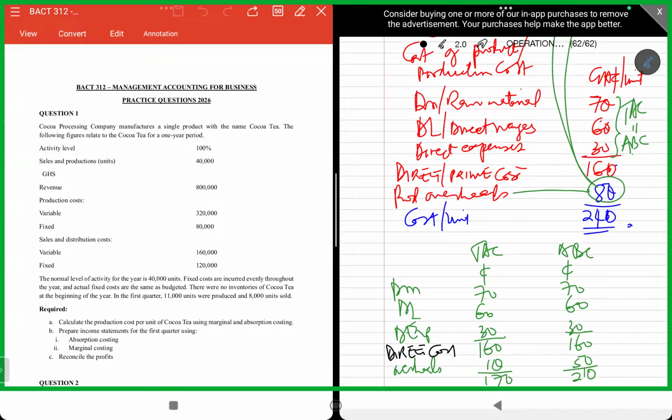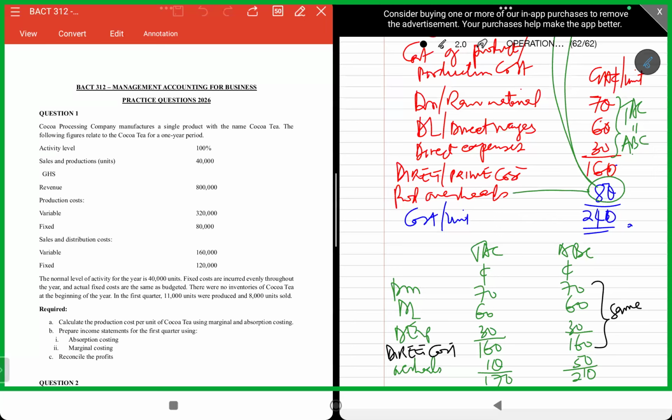Are the direct costs the same for both? The direct cost for the traditional absorption cost and activity-based, are the figures the same? Yes. Look at them well. They are the 160, same. But what makes the difference? The overheads. I'm saying the difference between the traditional absorption costing and activity-based costing is the way the overheads are computed.